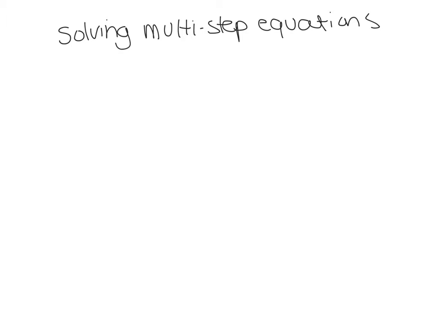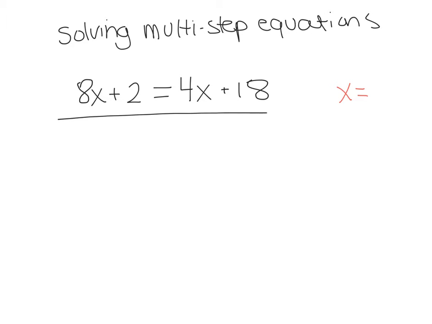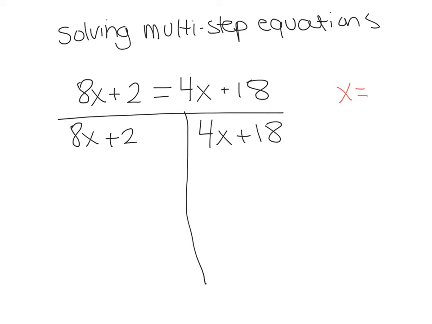Here is an equation with variables on both sides. Now remember, the goal of my equation is to find out what x equals. So I'm going to undo everything that has been done to x so I can see what it originally was. On my left, I have 8x plus 2. On my right, I have 4x plus 18. What would be my first step?